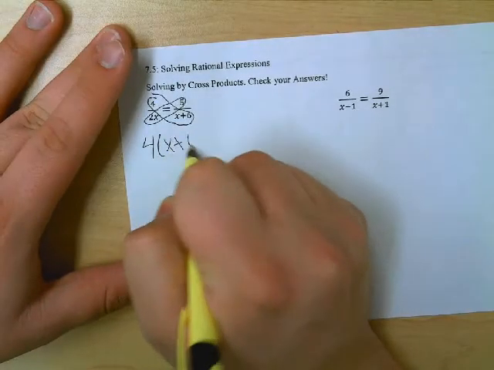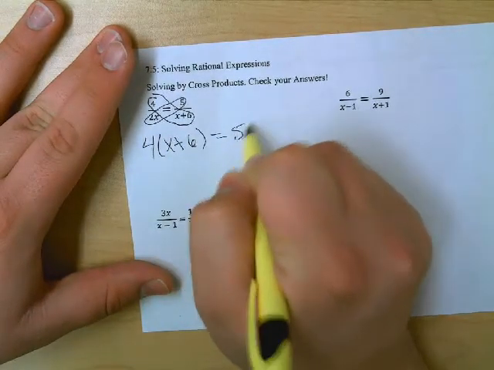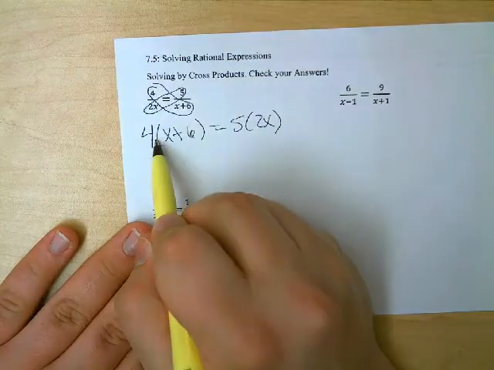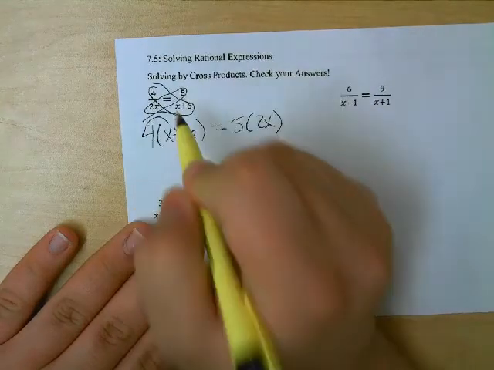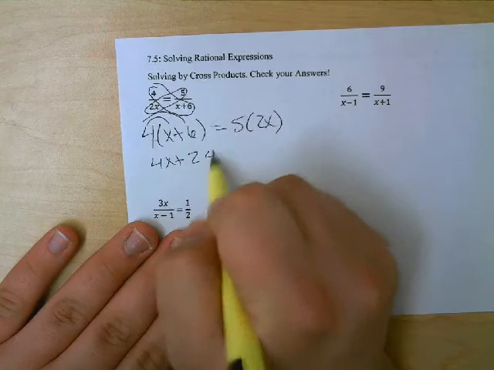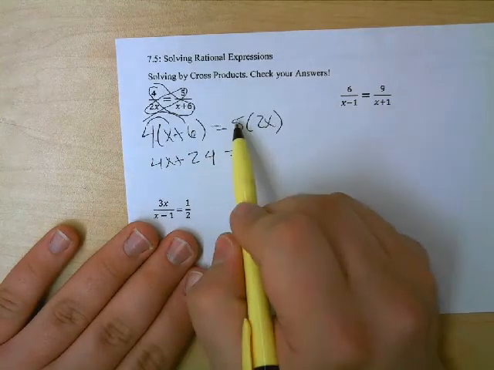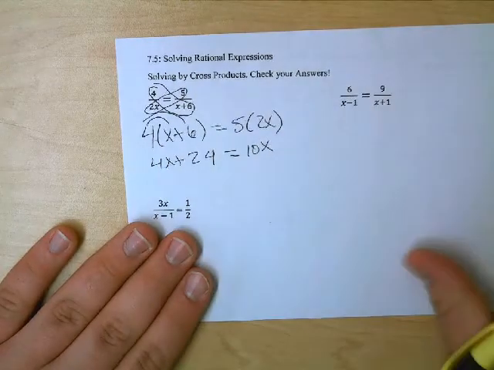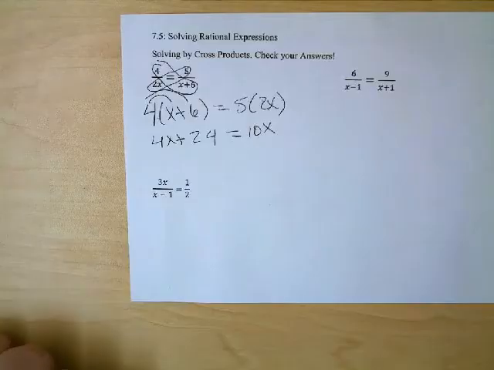4 times x plus 6 equals 5 times 2x. What can I do with this 4? Distribute it. So that's just going to be 4x plus 4 times 6, that's 24. Equals, now what can I do with the 5 times the 2? That's 10x. Now what's my first step for solving?